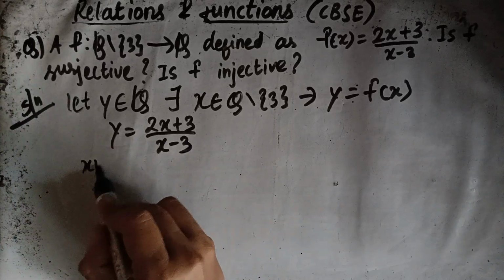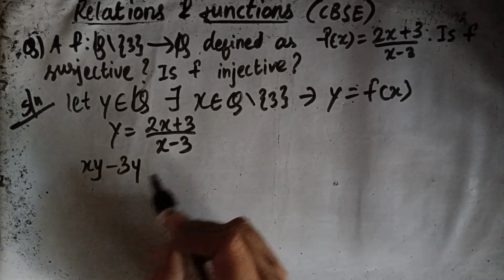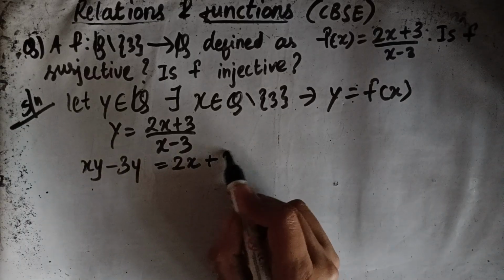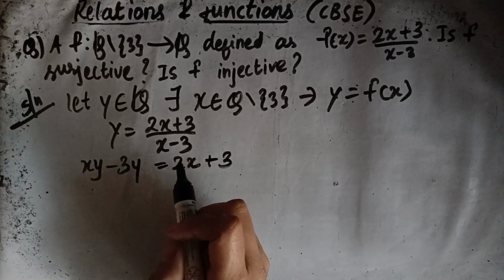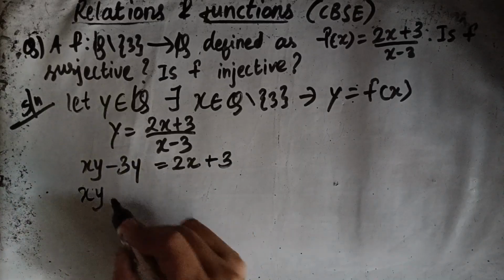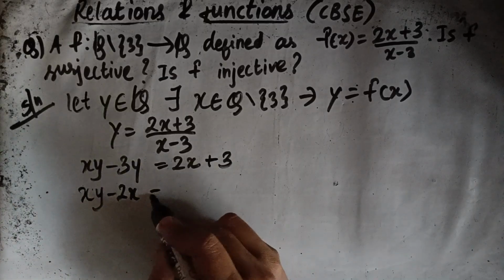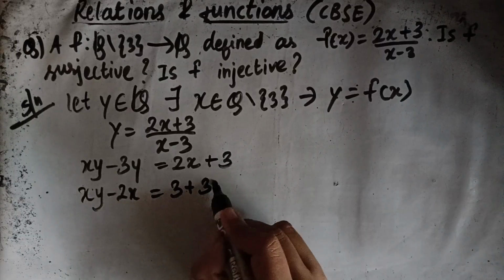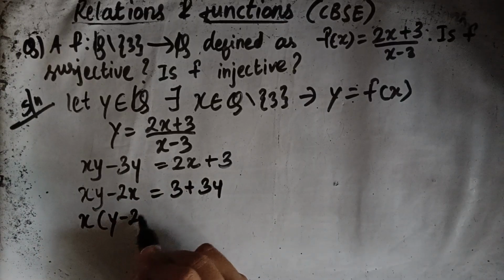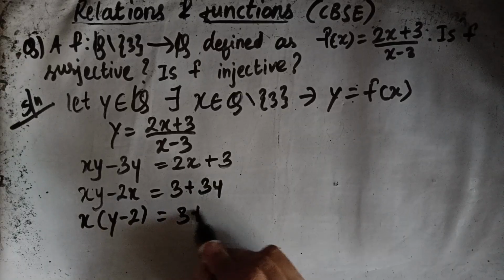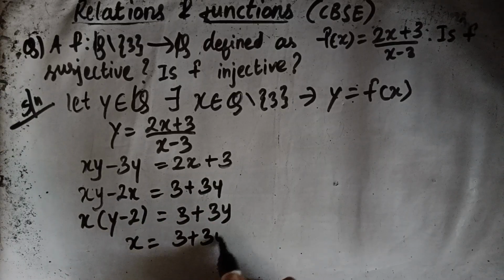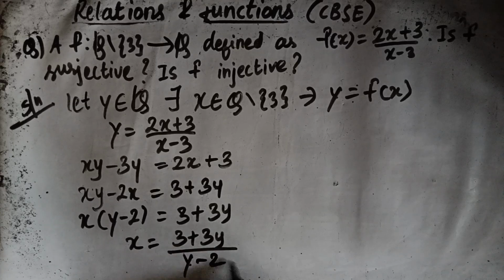So this is xy minus 3y equals 2x plus 3. Okay. Take the 2x to this side, so xy minus 2x equals 3 plus 3y. So this is x times (y minus 2). So x is equal to (3 plus 3y) upon (y minus 2).